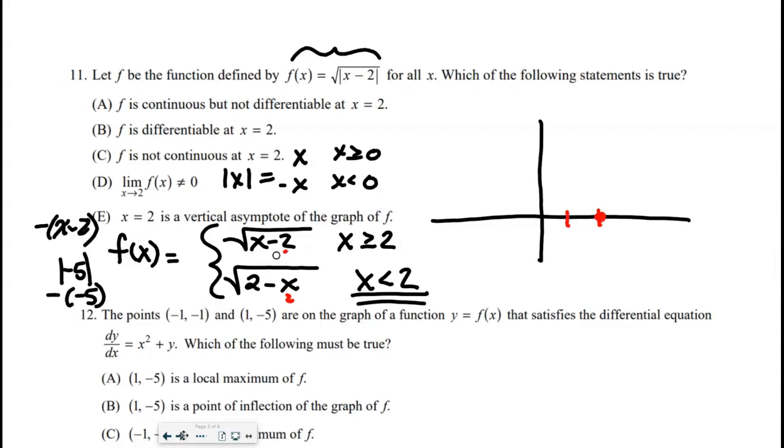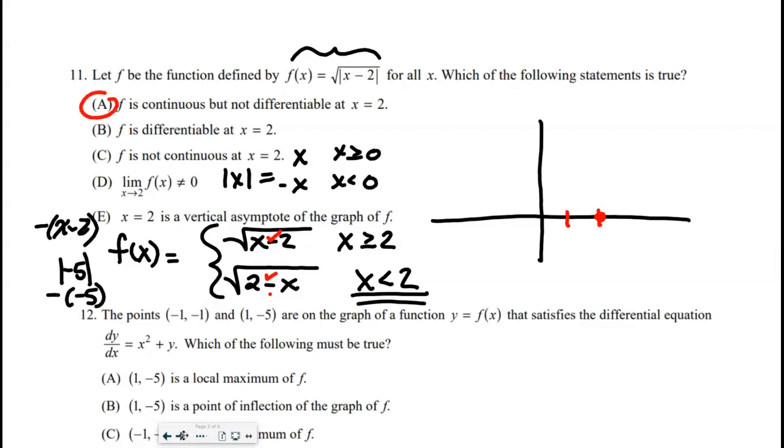To check for differentiability, you'd have to take the derivative of both of them at 2. And you can see that this one is going to have a derivative of the guts, which is negative, and this one's going to have a derivative of the guts, which is positive. So my derivatives won't match. There'll be 1/2 x minus 2 or 2 minus x to the negative 1/2, but then one of them is going to have the negative guts. So I know it's not going to be differentiable. Okay, I know it is continuous.